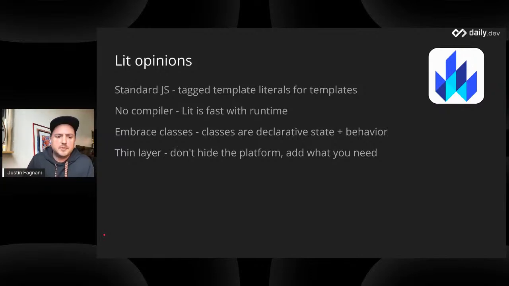We also embrace classes. The reason for this is that we want a system that lets us have a declarative syntax for combining state and behavior, and classes already give us exactly that. The way you write web components without a library is to extend HTMLElement, and we didn't want to move too far from that and have a completely different syntax. We wanted this to be familiar to people who know the standards. So instead of extending HTMLElement, you extend LitElement. And that goes along with the last point, that we really want Lit to be a thin layer. We don't want to hide the platform underneath. We want to just augment it and add what you need.